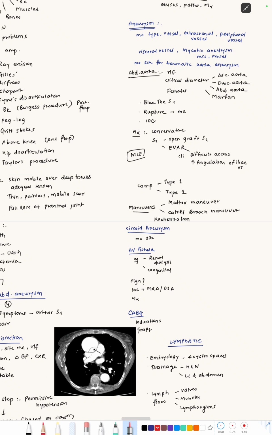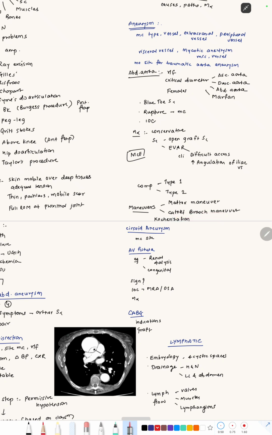Then there are different maneuvers that are performed to visualize the abdominal aorta. The first is the Mattox maneuver. In the Mattox maneuver, the left colon, that is the descending colon, is medially rotated so that the abdominal aorta is visualized. Similarly, the Cattell-Braasch maneuver.